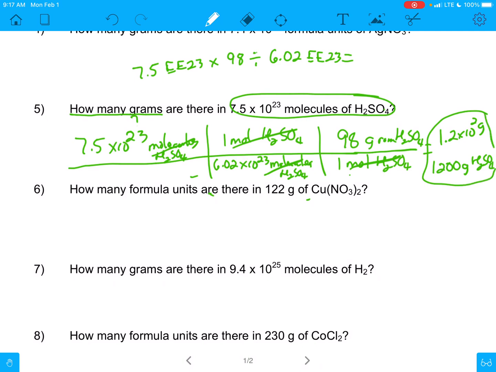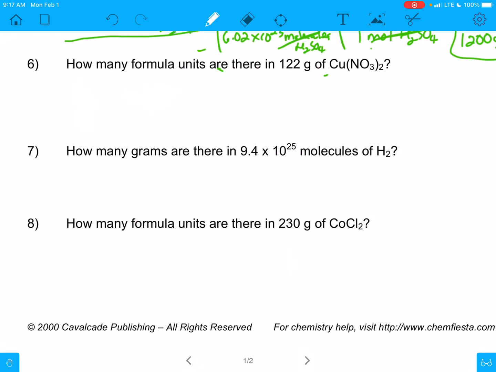All right, hopefully you guys are doing okay and you're tracking with me on these. We do have some more to do. I'm going to go ahead and do the next one, which would be number 7. How many grams are there in 9.4 times 10 to the 25th molecules of H2? Well, again, I'm going to circle what I have, which is 9.4 times 10 to the 25th. And I'm going to underline and question mark where I need to go. So without going through the map again, we see that we're going from grams to moles to molecules, okay? So I'm going to start with molecules and head to grams.